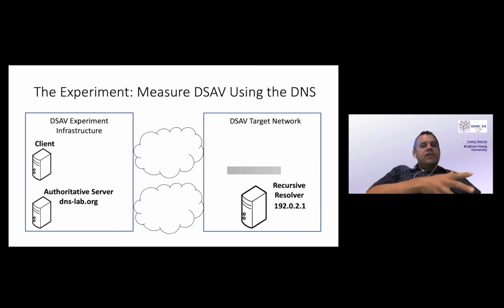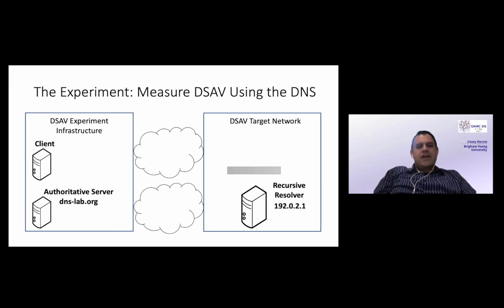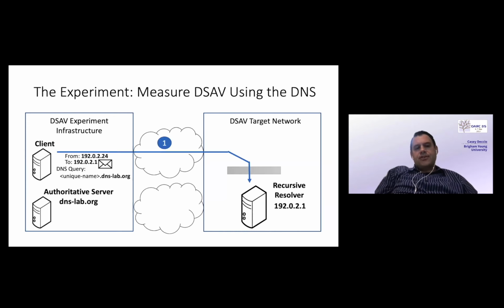Over on the left-hand side is our experiment architecture, with our sending client, and then a target network on the right-hand side with a destination recursive resolver with some address. We also had an authoritative server for a domain that we controlled over in our experiment infrastructure.